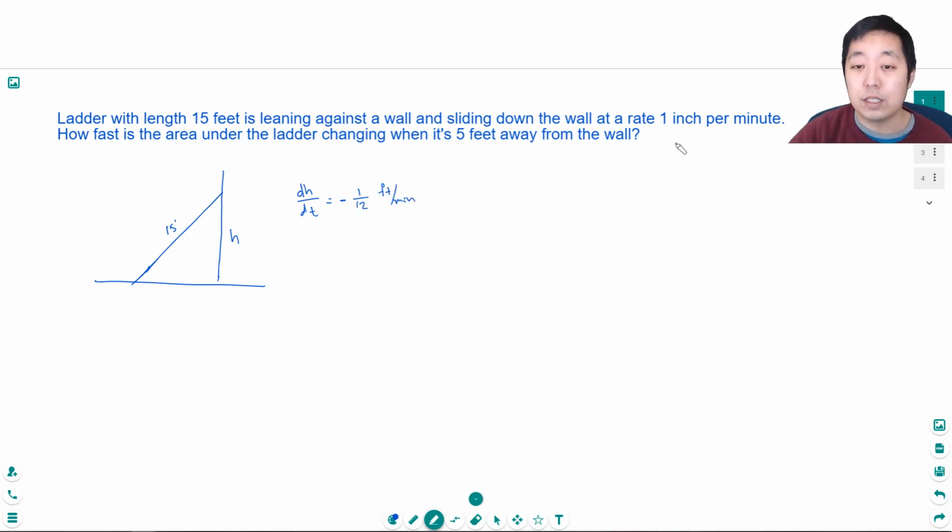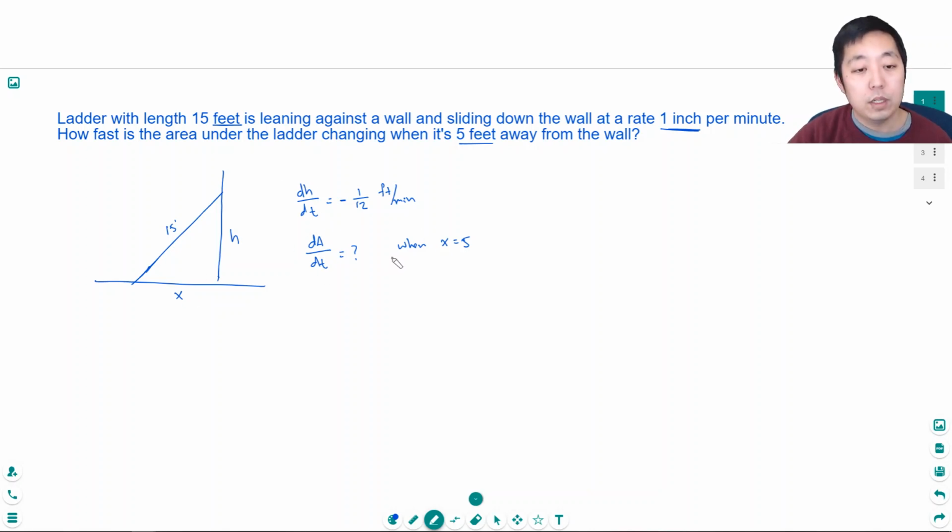The other thing about related rates is you need to be careful. You want to make sure everything's in the same units, and I'm going to pick feet because most of these are in feet. Okay, so dh/dt is given by that. The question is dA/dt. How is this changing? And I need to find this when it's 5 feet away from the wall. Let's call this x, when x equals 5.